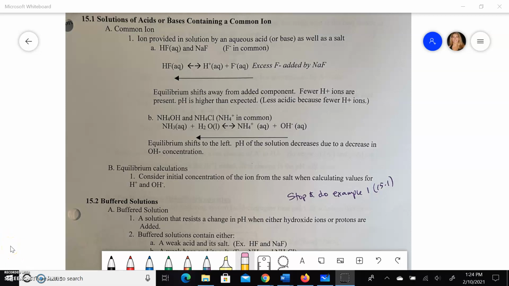This is your first video for chapter 15. We're going to start with common ions, which are exactly what they sound like. They are ions that two things have in common.